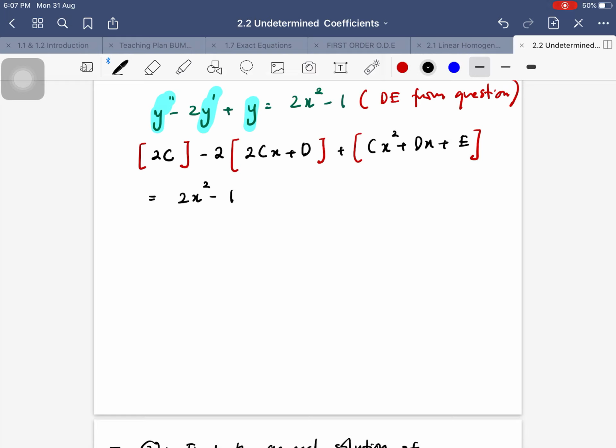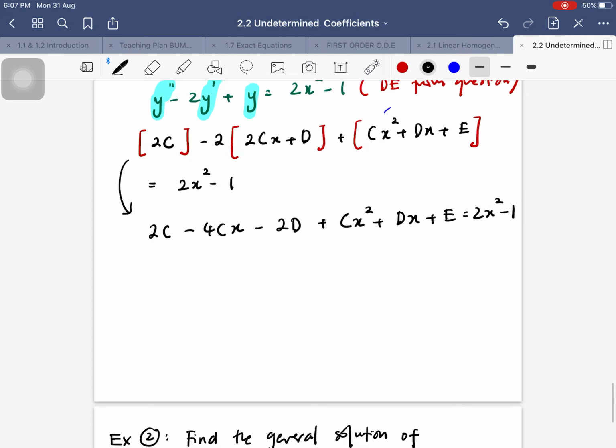I'm going to rearrange them starting with the highest power. So we start with this term right here. So the highest power is going to be cx squared. Okay, let me expand them all first. So for the first example, I'm going to show it to you in detail. So when I expand this, I'll get a 2c, so minus 4cx. Do not miss out the constant, the 2 outside. And then I'm going to have a minus 2d, and here I'm going to have plus cx squared plus dx plus e, and that is going to equal 2x squared minus 1.